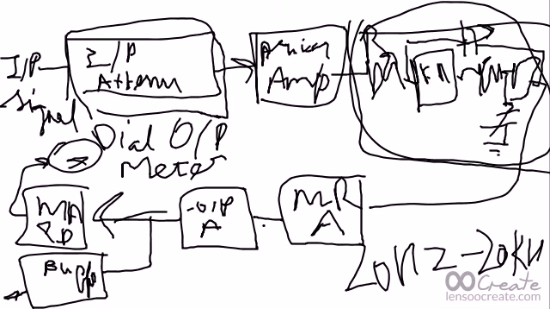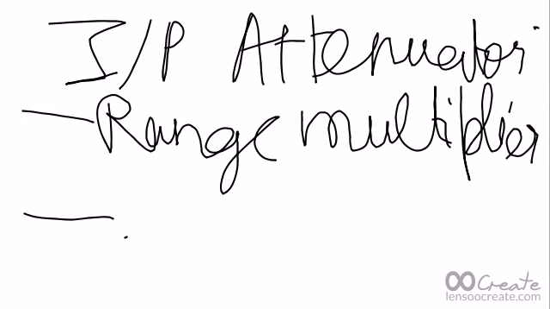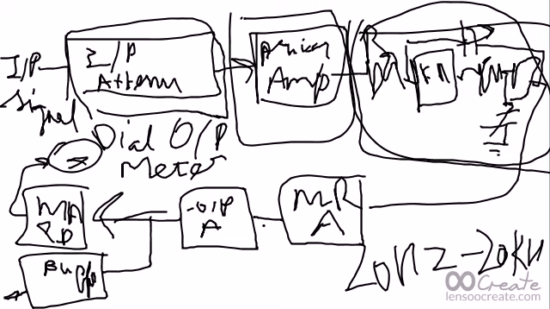Now the output of the attenuator is fed to a driver amplifier. What the driver amplifier does is amplify the strength of the signal so that the signal can drive the filter section. So the function of the driver amplifier is just to amplify the strength of the signal coming from the input attenuator, so that it can drive this filter section.